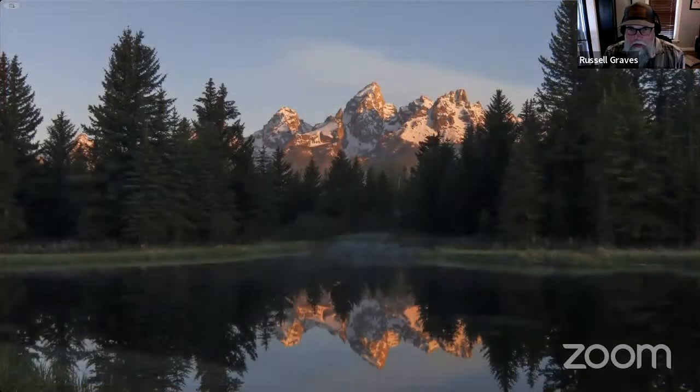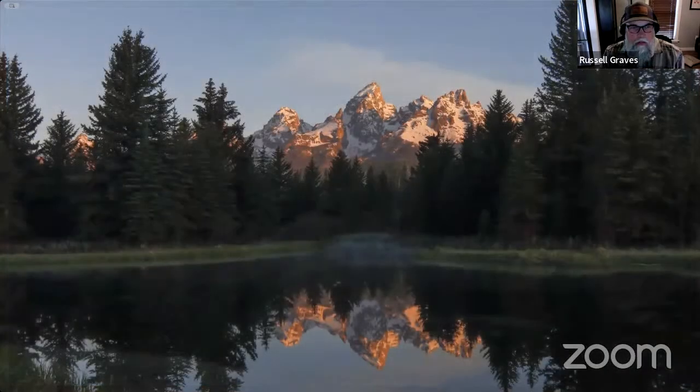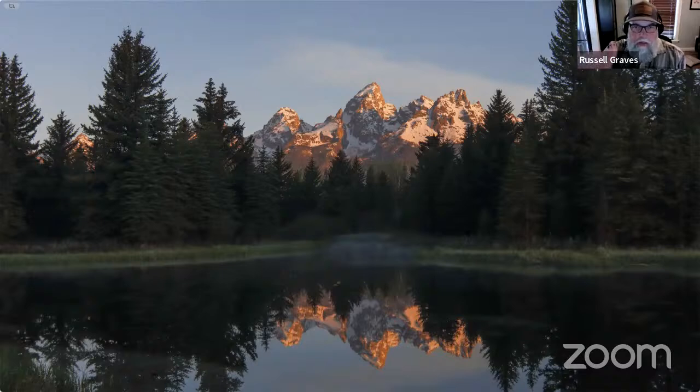And so this is a good scene where I use the inverted gradient filters. This scene is Schwabacher's Landing, Grand Teton National Park. I don't know if anyone's ever been, but it's one of those iconic views of the mountains. Just a beautiful sunrise spot. When you go there in the morning, and this was in the fall, the sun's directly at your back. And so essentially you're just waiting for the sun to come up and start reflecting off the mountains. But the problem is the sun hits the mountains first.